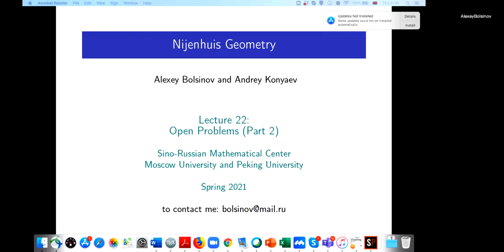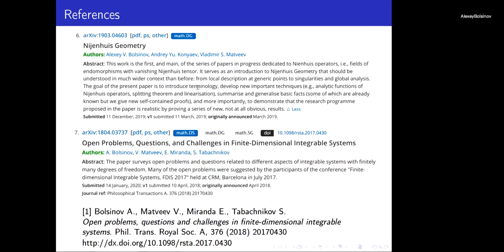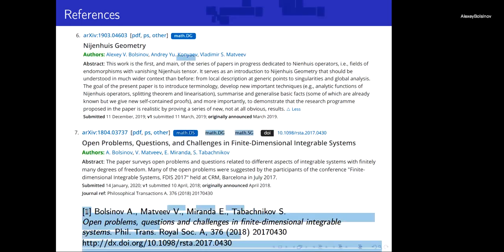Let's go. So today, we continue our discussion on open problems in Nijenhuis geometry. Two papers where you can also find some material, some discussion on open problems and trends in Nijenhuis geometry. Sometimes I will refer to the second paper in this list, because this paper, as I told you already, contains a chapter devoted to Nijenhuis geometry, and I will refer to the problems included in this chapter.